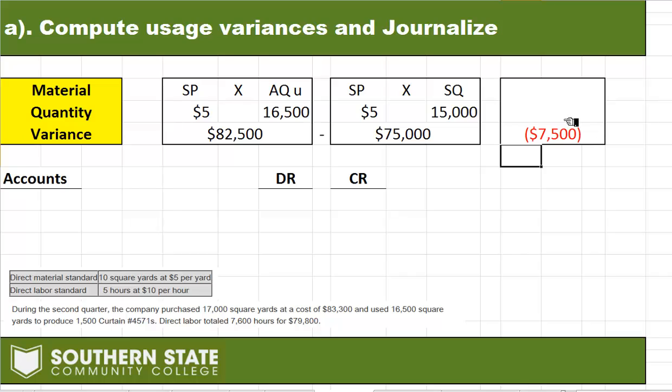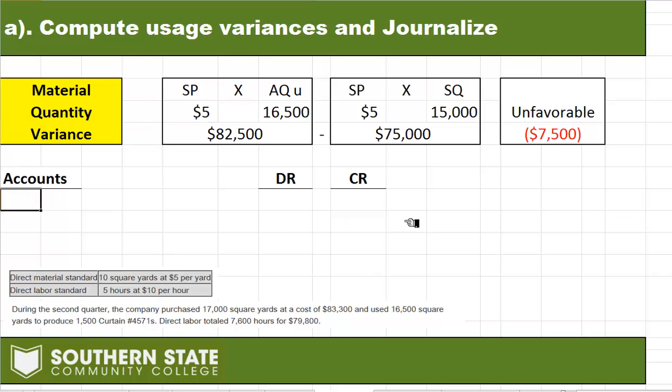75,000 was the standard. We ended up spending 82,500 on the material. So we have a negative 7,500. That is an unfavorable variance. The standard ended up being a lot less than the dollar value of the amount of material that we used, to the tune of 7,500.